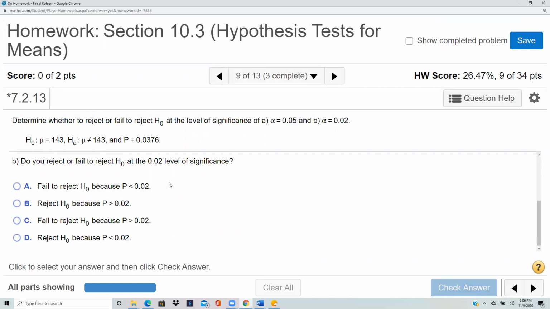What about the 0.02 level? 0.0376 is bigger than 0.02. So you don't reject this time, because P is bigger than 0.02.